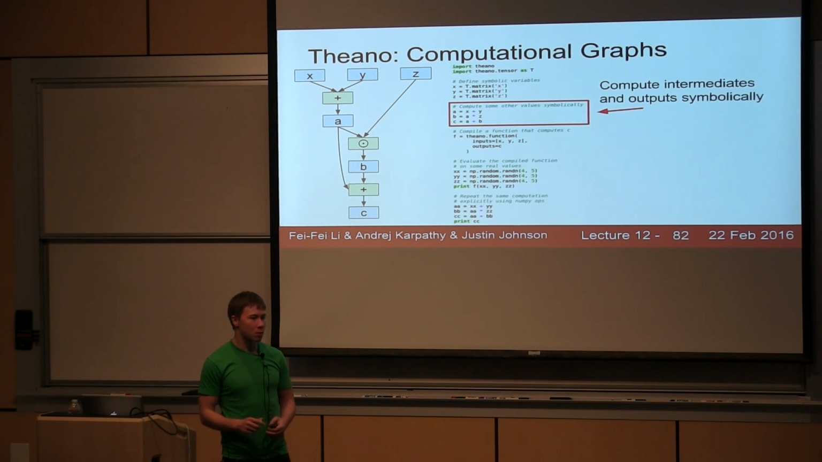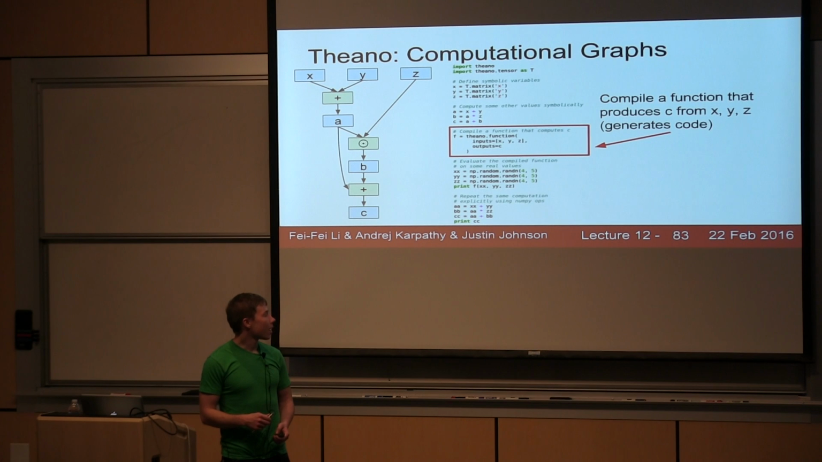Then we can compute these outputs symbolically. So x, y, and z are these symbolic things, and we can compute a, b, and c just using these overloaded operators. And that'll be building up this computational graph in the back end. Then once we've built up our computational graph, we'll want to be able to run certain parts of it on real data. So we call this Theano.function thing. This is saying that our function will take inputs x, y, and z, and it'll produce outputs c. And this will return an actual Python function that we can evaluate on real data.